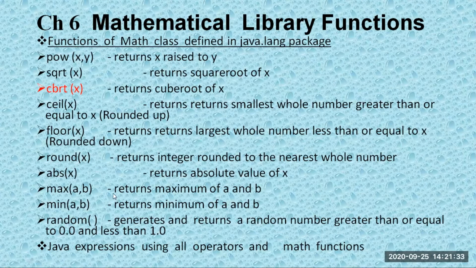We'll start with the most simple ones, the max and min methods. Max, as the name suggests, gives you the maximum of two numbers. So if I say max(a, b), that is, if I pass two values, it will give you the maximum. In the same way, min will give you the minimum of the two values.